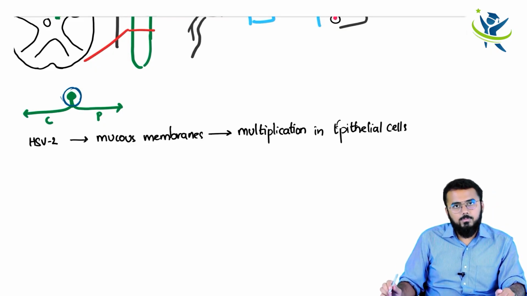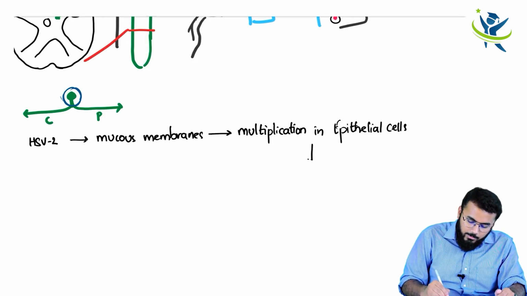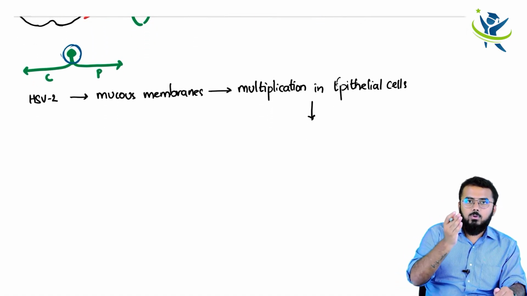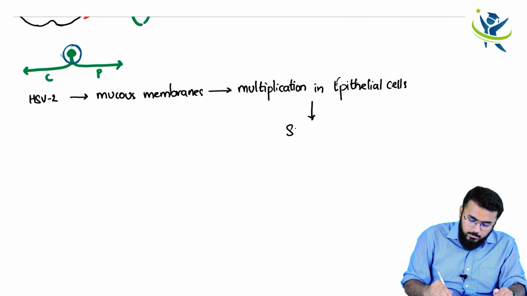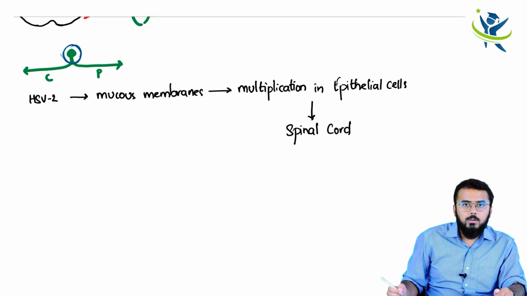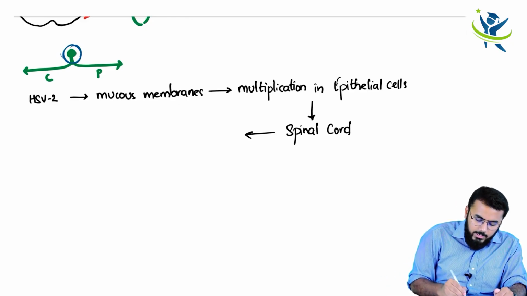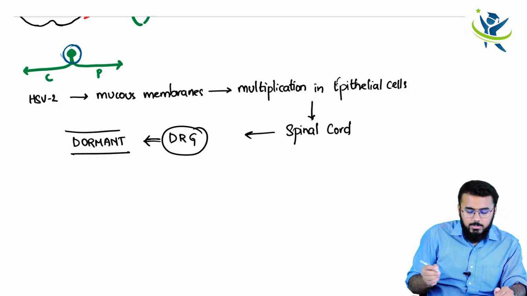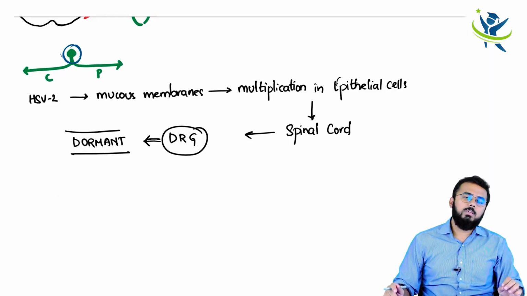In the epithelial cells of the mucous membrane. Now, after undergoing multiplication in the epithelial cells of the mucous membrane, the virus all the way reached your spinal cord. Spinal cord. Now, from there, it went into the dorsal root ganglion. Within this dorsal root ganglion, the virus underwent dormancy. So, dormant stage means the virus is sleeping in the dorsal root ganglion.